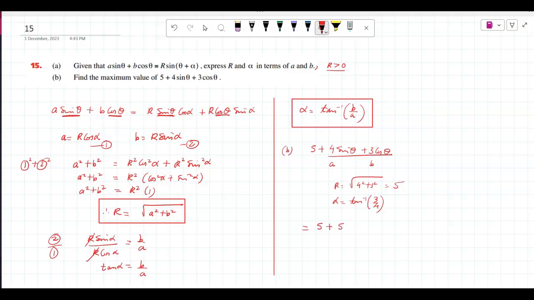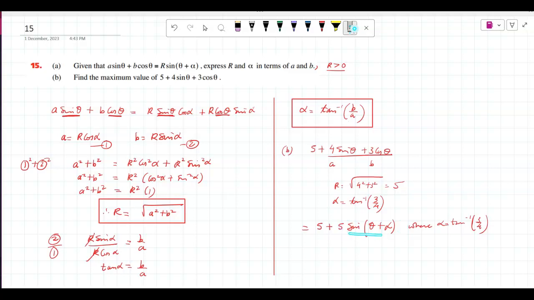What will it become? 5 sine theta plus alpha, where alpha is equal to tan inverse 3 upon 4, correct? This is your r sine theta plus alpha. I'm combining two functions into a single function, so I have to now take a decision on the single function only.